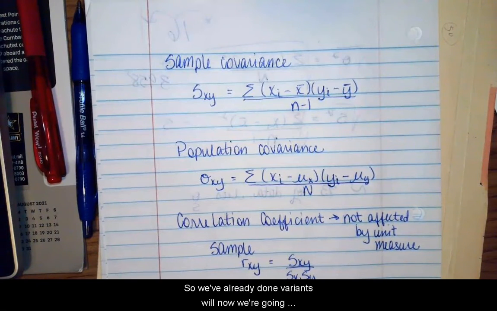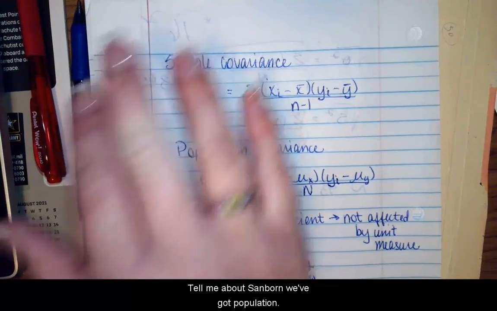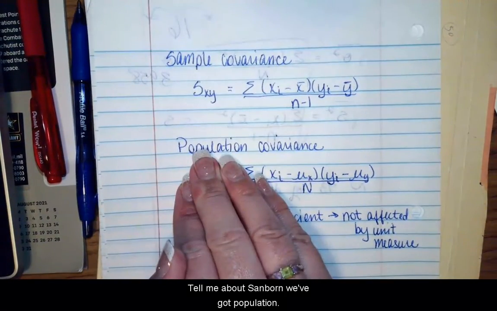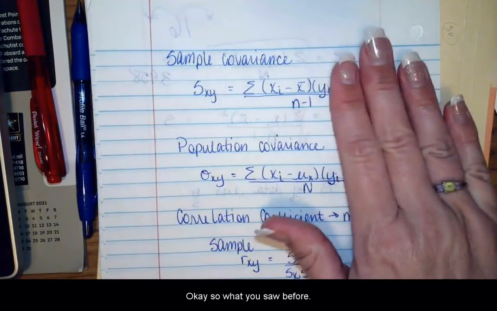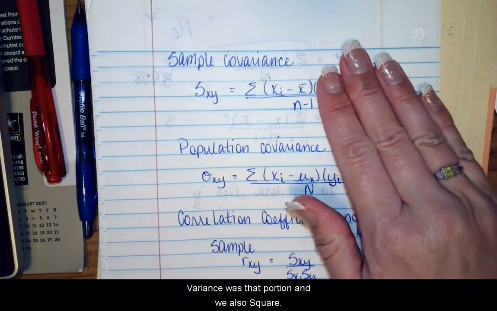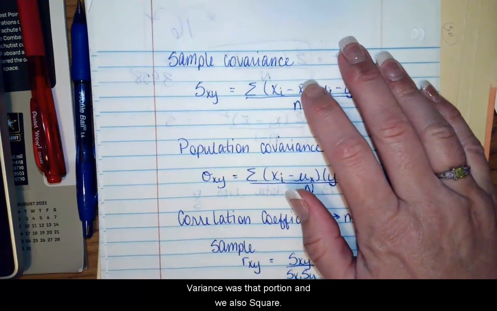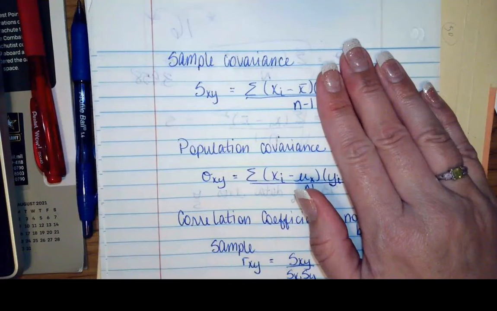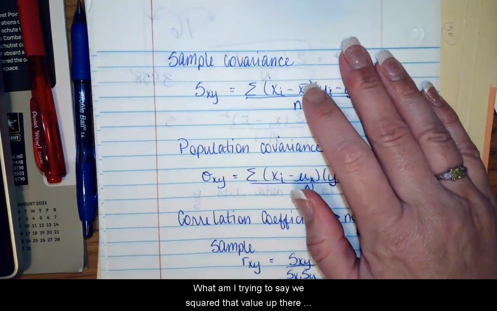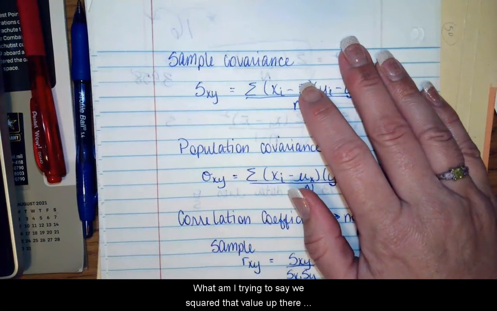So we've already done variance. Well, now we're going to call it covariance because we're working with multiple variables. And we've got sample and we've got population. Okay, so what you saw before for variance was that portion, and we also squared. We squared that value up there.